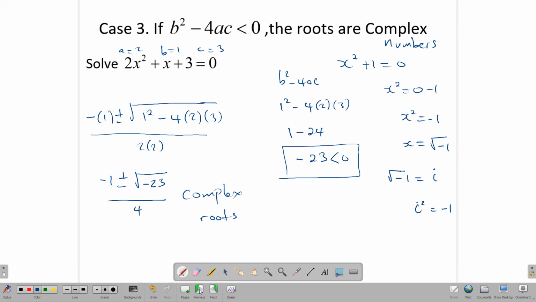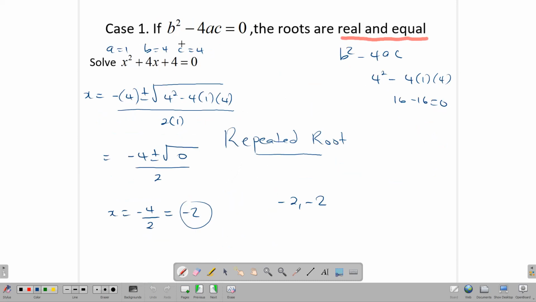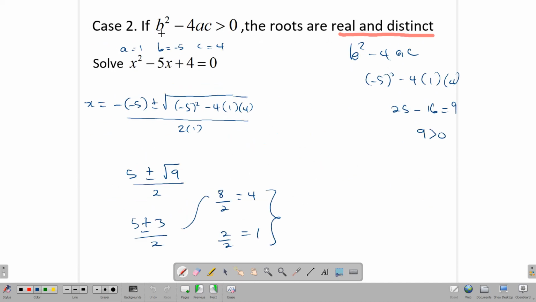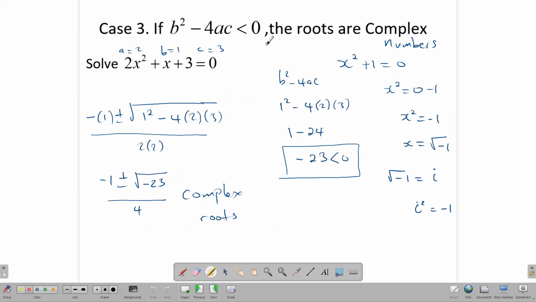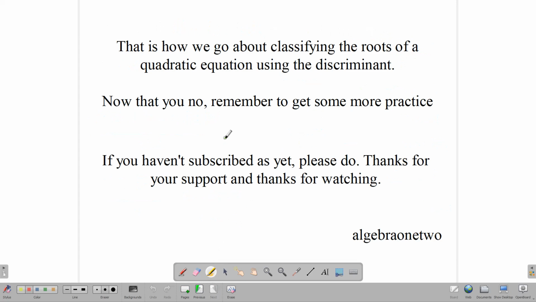So 3 cases. 1, if the discriminant is 0, the roots are real and equal. 2, if the discriminant is greater than 0, the roots are real and distinct. And our third case, if the discriminant is less than 0, then the roots are complex. That's how we go about classifying the roots of a quadratic equation using the discriminant. Now that you know, you can go practice and use that information, check out your quadratic equations, and see which would have real roots, imaginary roots, or equal roots.